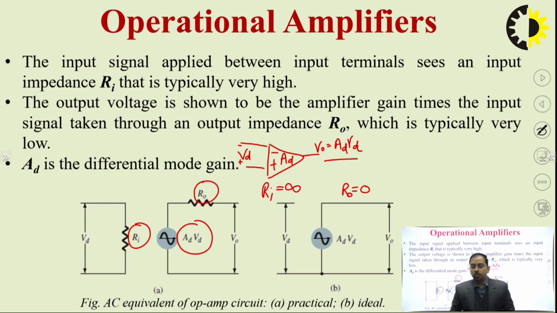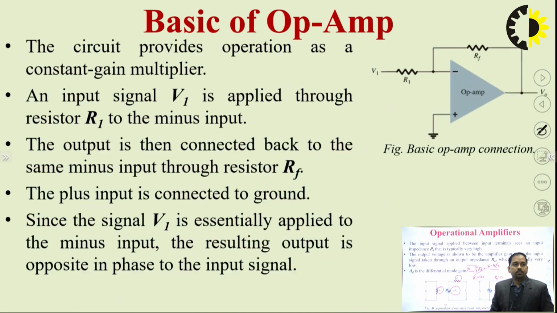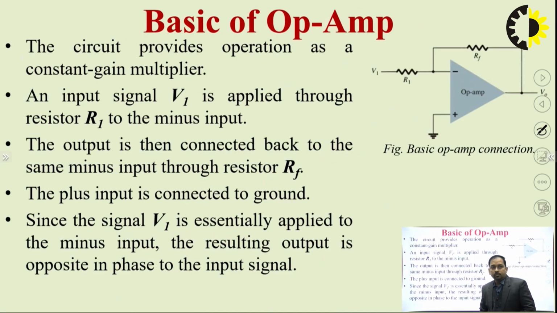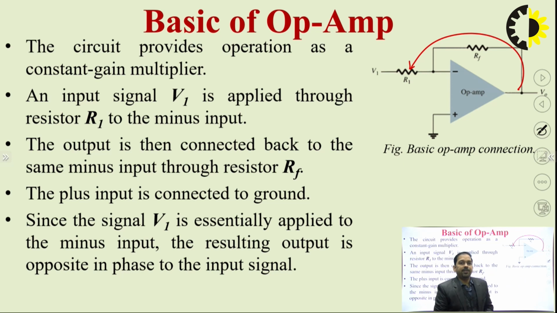So we have both the practical equivalent circuit of a practical op-amp as well as the equivalent circuit of an ideal op-amp. Now we'll talk about some basics further for op-amp. Here we can clearly see that we have the feedback. What kind of feedback? Feedback means we are taking some part of the output and we are feeding it back at the input side. So that is nothing but feedback.